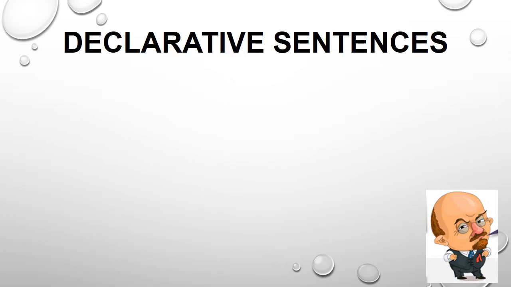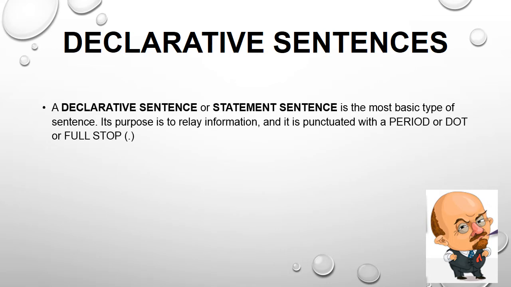These sentences are declarative sentences. Okay, now what are declarative sentences? A declarative sentence, or statement sentence, is the most basic type of sentence. Its purpose is to relay information and it is punctuated with a period or dot, or we call it a full stop. Okay, a normal sentence which just tells you some information regarding that particular statement.